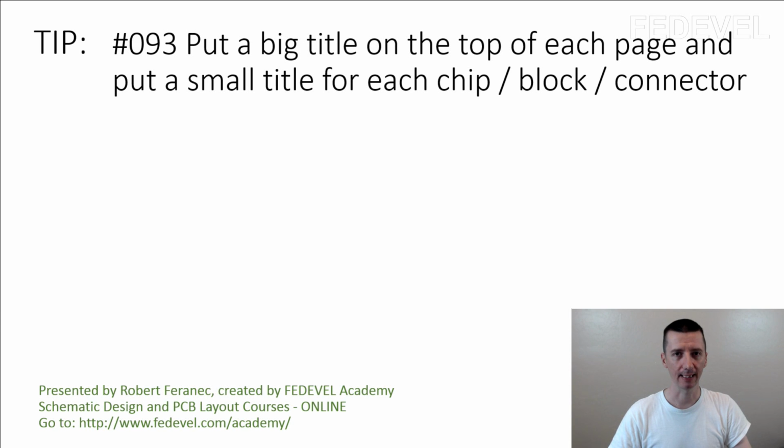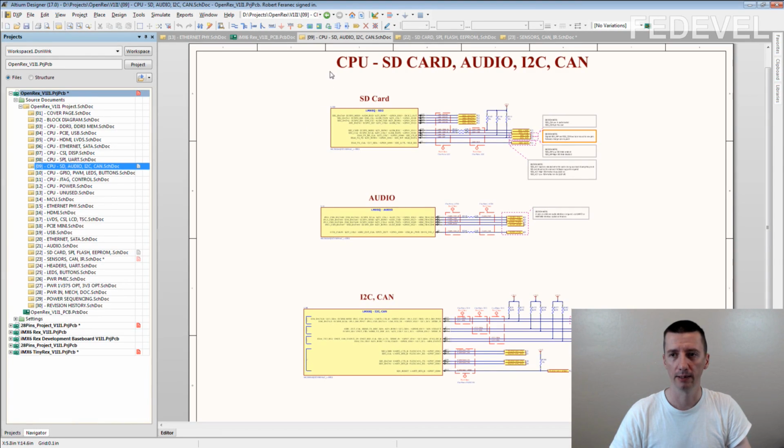Tip number 93. Put a big title on the top of each page and put a small title for each chip, block or connector. This is what I mean. Here, this is the big title and these are the small titles.